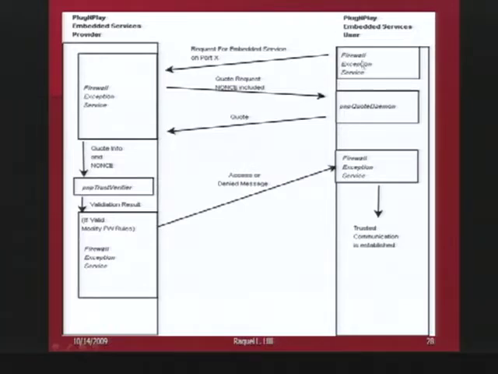So the ATM here requests embedded services on a particular port. This is a well-known port that's available. And the firewall exception service, so that port is not available, it's closed. And so the firewall exception service on the server is going to say, okay, tell me what you're running. What is your state? Basically give me a quote.